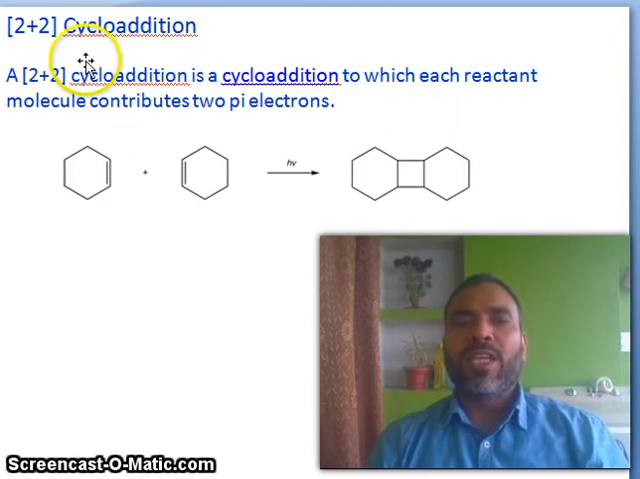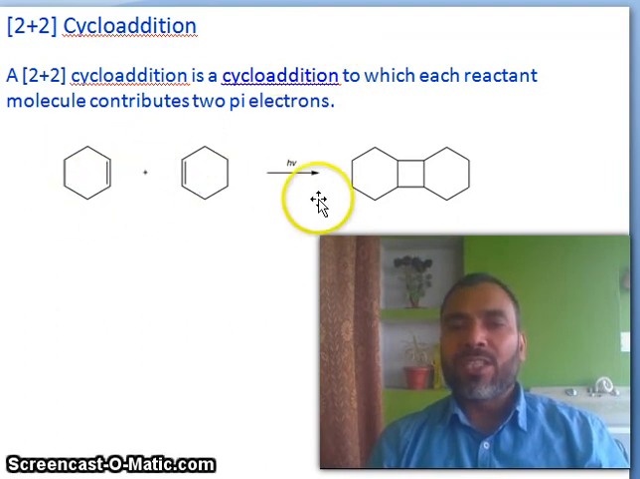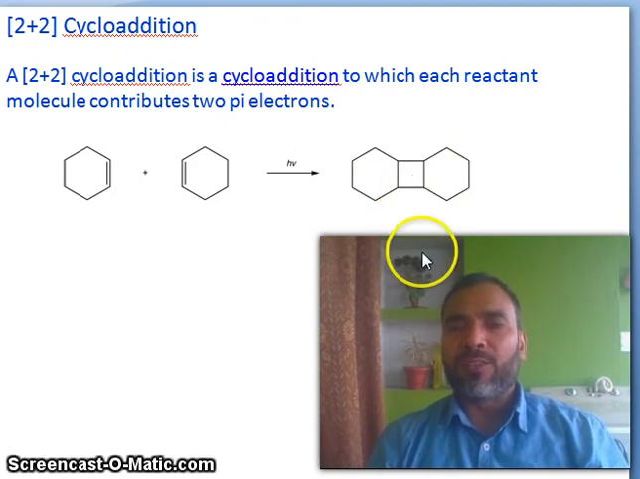So you see the 2+2 cycloaddition. This is not a Diels-Alder reaction. In the presence of light, it converts, forming this central 4-member ring.